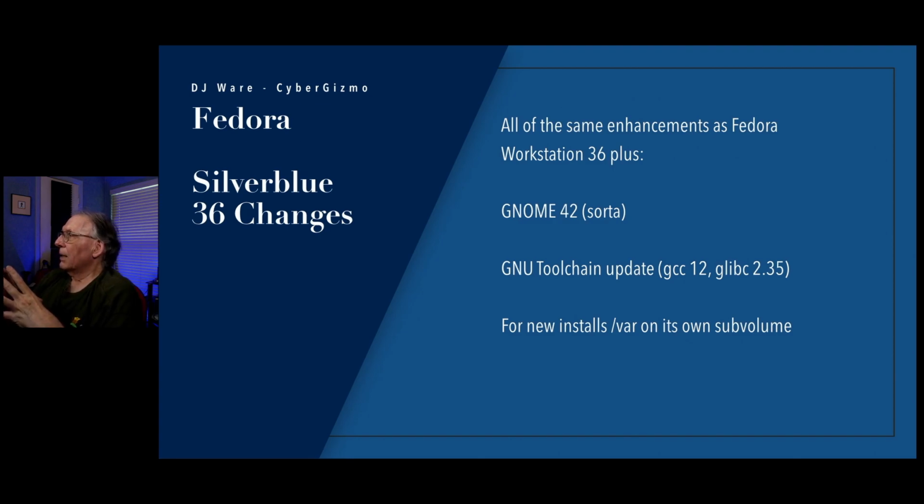Some of the other enhancements on their list, they say GNOME 42. I'm saying no, it's sort of, and you'll see why when we look at the walkthrough. In the GNU toolchain, it starts with GCC 12, glibc 2.35, and it goes on up. Almost everything, all the languages, have been updated. Also, for new installs of this, you'll find var is on its own subvolume. And of course, SilverBlue does use Btrfs as its root base file system.